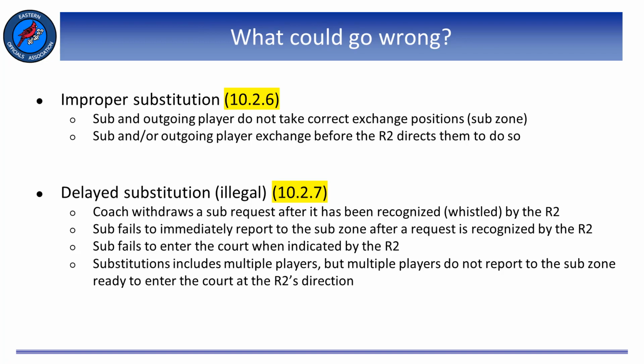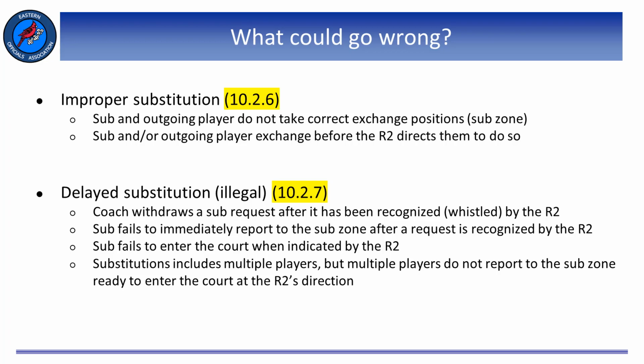Let's talk about a few things that could go wrong during a substitution. First, we have what we would call an improper sub. There are a couple scenarios here. Let's say the substitute and the outgoing player who's leaving the court do not take the correct exchange positions, aka they do not enter the sub zone the way they're supposed to. Or the sub and/or the outgoing player exchange before the R2 directs them to do so. We will call both of these improper substitutions.